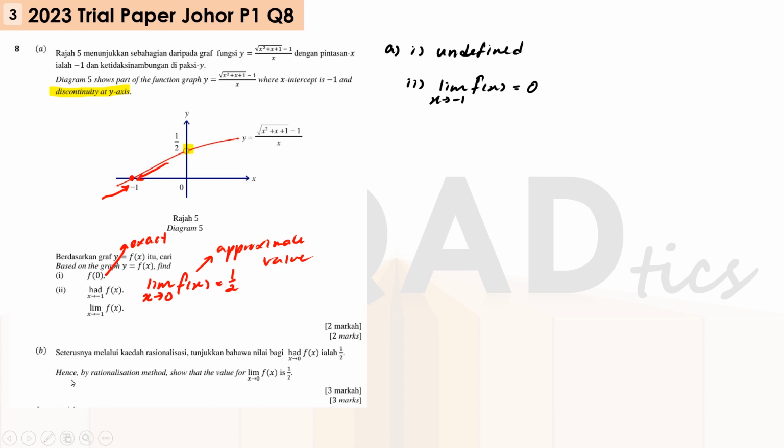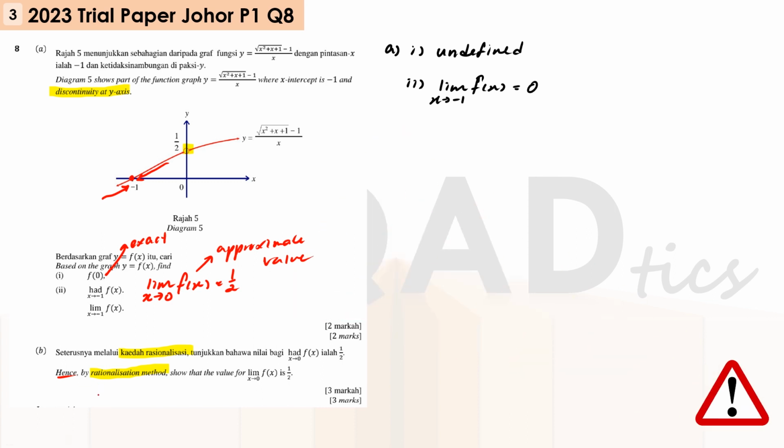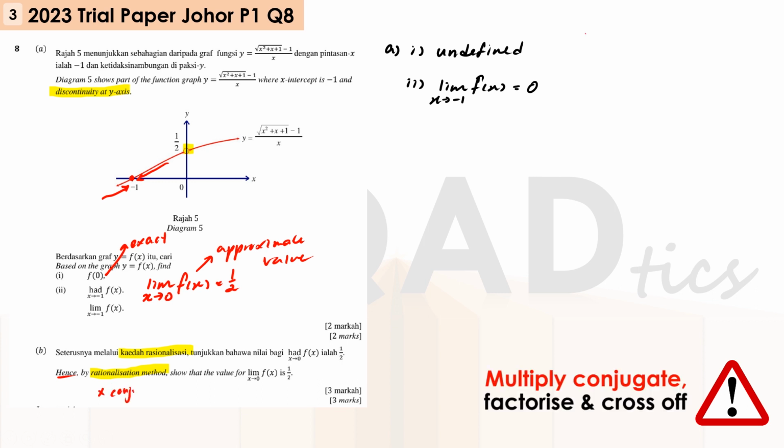Alright, next question. Here it says, hence, using the rationalization method, show that the value for this one is 1/2. Again, for the rationalization method, we need to multiply the conjugate, and the purpose of doing so is to remove the square root. So let's write this out.